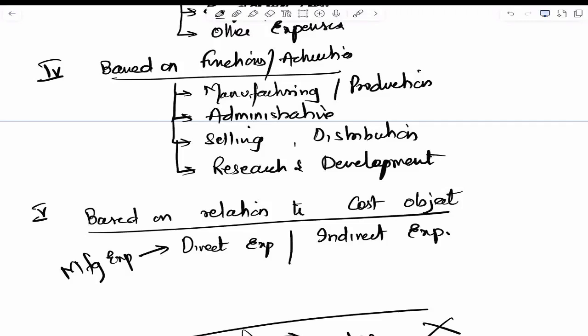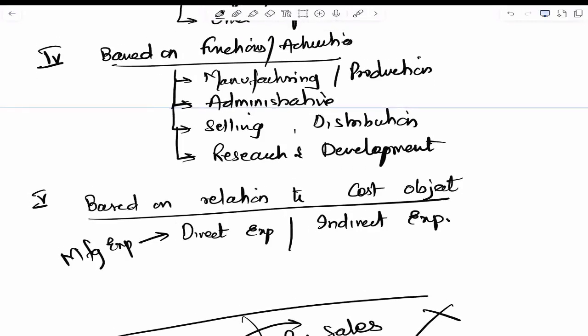Write only the fifth side heading, I'll dictate. Based on functions or activities for expenses: manufacturing or production, administrative, selling, distribution, research and development. And then, based on relation to cost object.